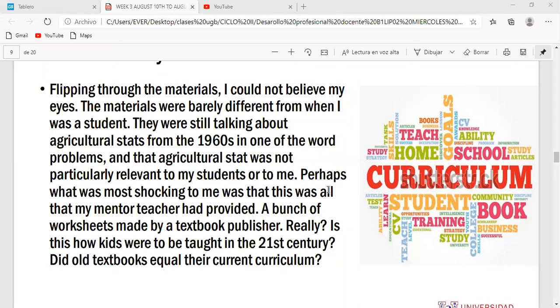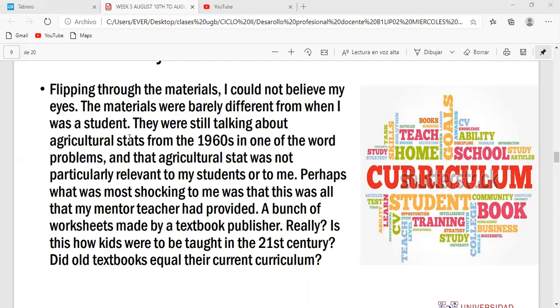A bunch of worksheets made by a textbook publisher? Really? Is this how kids were to be taught in the 21st century? Did all textbooks equal their current curriculum?